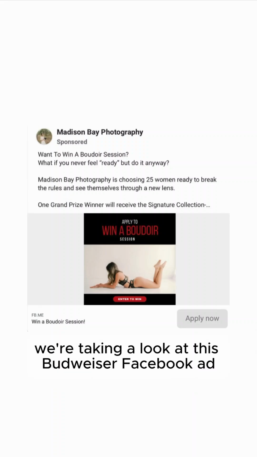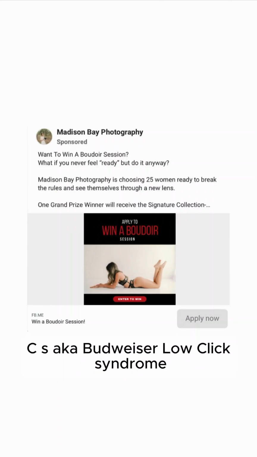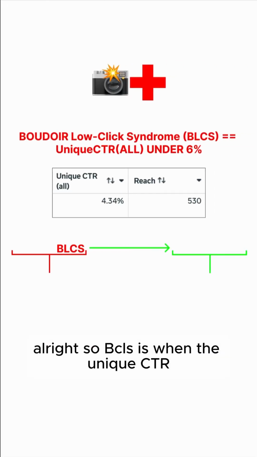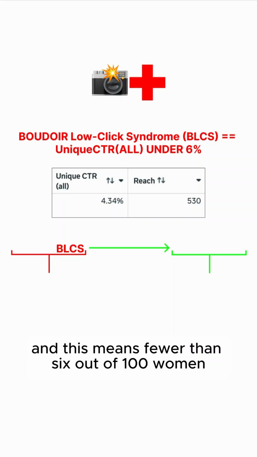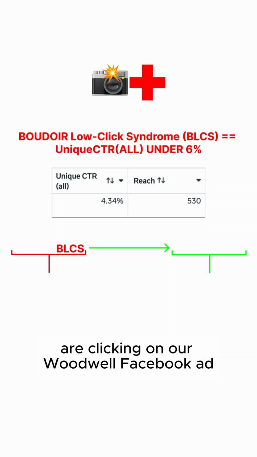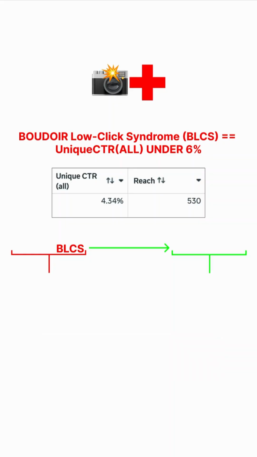All right, y'all, we're taking a look at this Boudoir Facebook ad. Going to diagnose it, see if we believe it has BLCS, aka Boudoir low click syndrome. BLCS is when the unique CTR all of our Boudoir Facebook ad is under 6%. And this means fewer than 6 out of 100 women are clicking on our Boudoir Facebook ad. And we care about that, clicking somewhere on it.